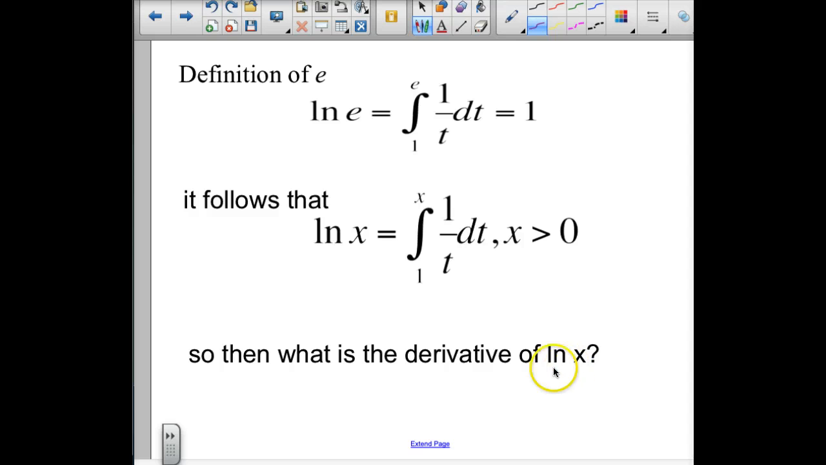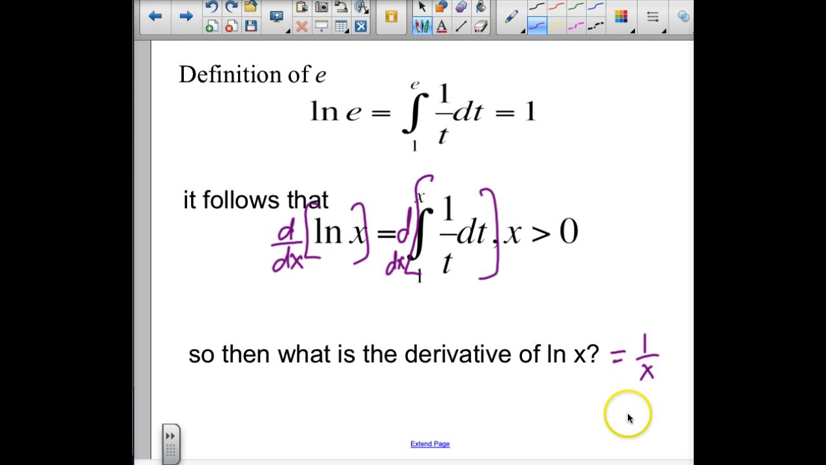So then what is the derivative of natural log of x? Remember, if we take the derivative of this, then we're taking the derivative of this. Derivatives and integrals cancel each other out. We've got a constant down here and a variable up here. So the second fundamental theorem of calculus says that if we're doing the derivative of an integral with a constant here and an x here, we can just replace that x in for the letter t. So that would equal 1 over x.